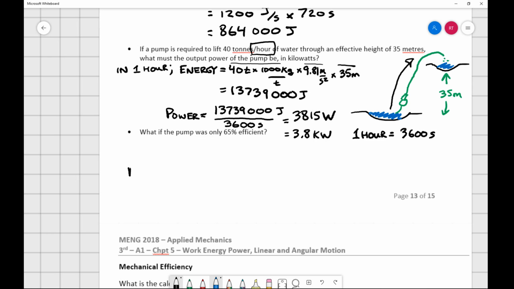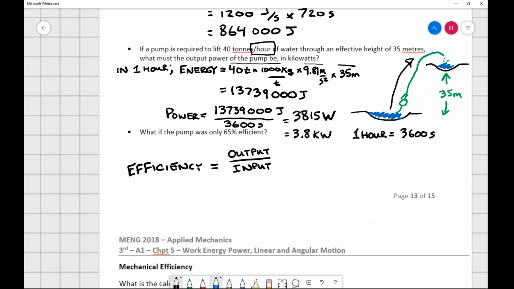When we talk about efficiency, efficiency is always a measure of what we get compared to what we put in. So what's our output compared to what we put in? Output is always less than our input if we have an inefficient machine.